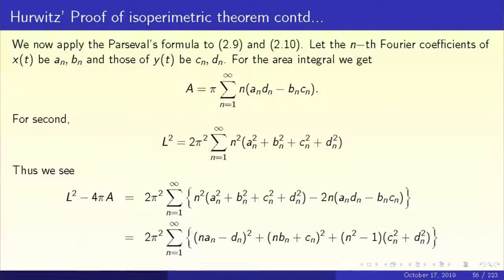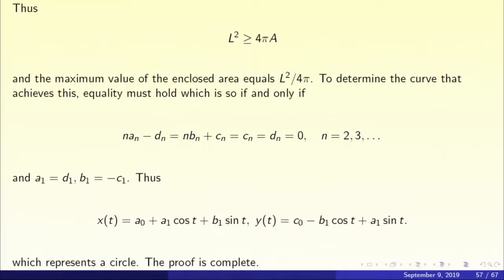So, if L squared is equal to 4 pi A, then what happens? Then in the previous slide, the left hand side is 0. So, this summation must be 0 and every term must be 0. The only way every term can be 0 is n has to be 1 compulsorily, and n an minus dn must be 0 when n is 2, 3, 4, etc. And n bn plus cn must be 0 when n is 2, 3, 4, etc. And you get a1 equal to d1 and b1 equal to minus c1. So, we know that the cn's must be 0, the dn's must be 0 and the an's and the bn's have to be 0 beyond n equal to 1, that is for n equal to 2, 3, 4, etc.